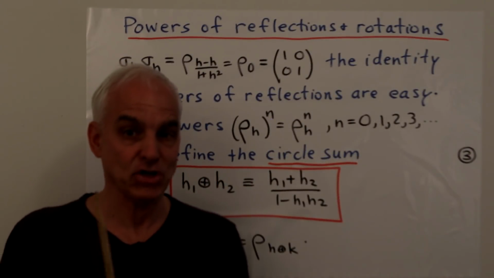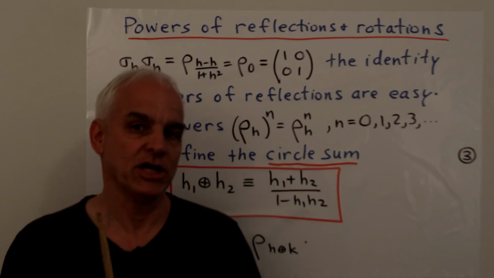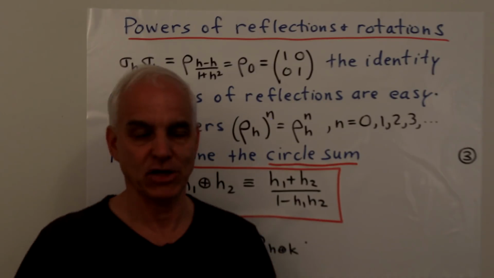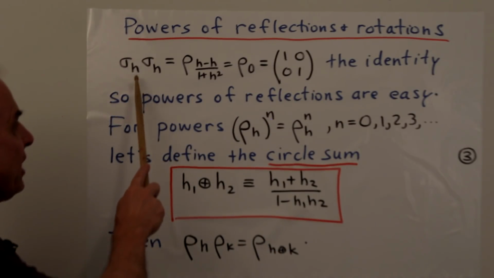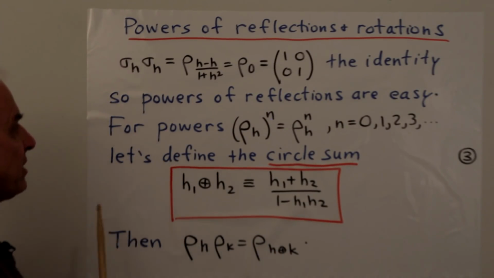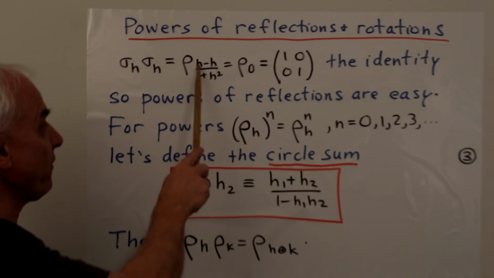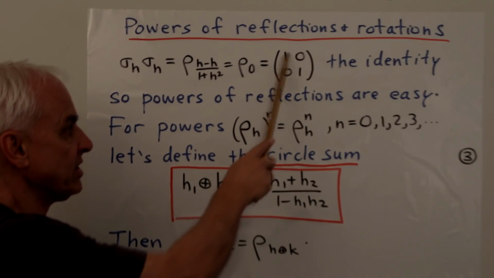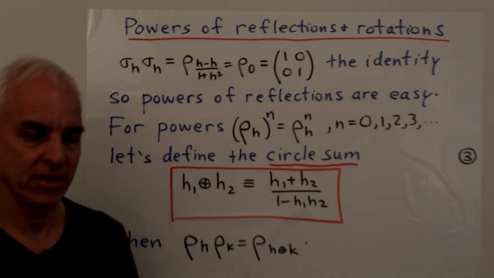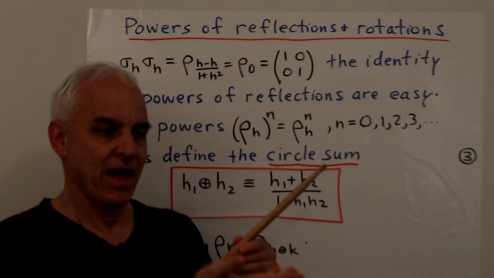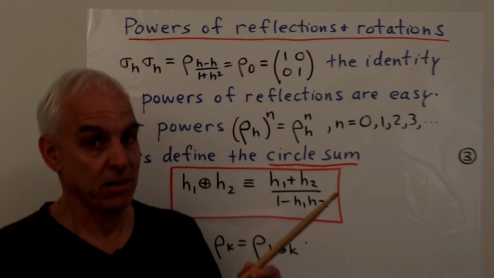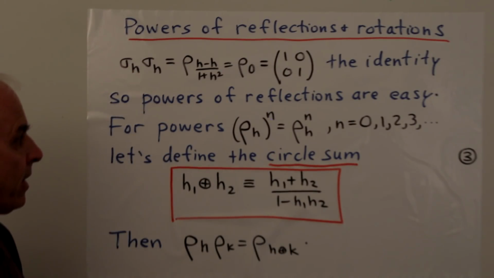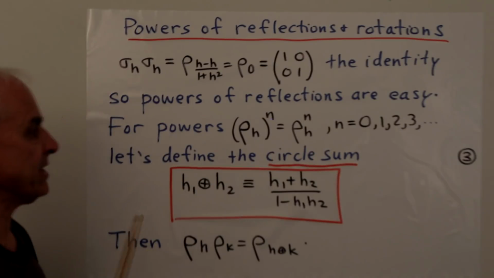One important application of that technology is to study powers of reflections and rotations. The reflections are easy. If you take sigma sub h followed by sigma sub h, according to the formula, that's rho of (h minus h) over (1 plus h squared). But that's just rho of 0, which is the identity matrix, telling us something that we already know: if you have a reflection and you do it twice, then you get back to where you started. In other words, that's the identity transformation. So powers of reflections are easy.